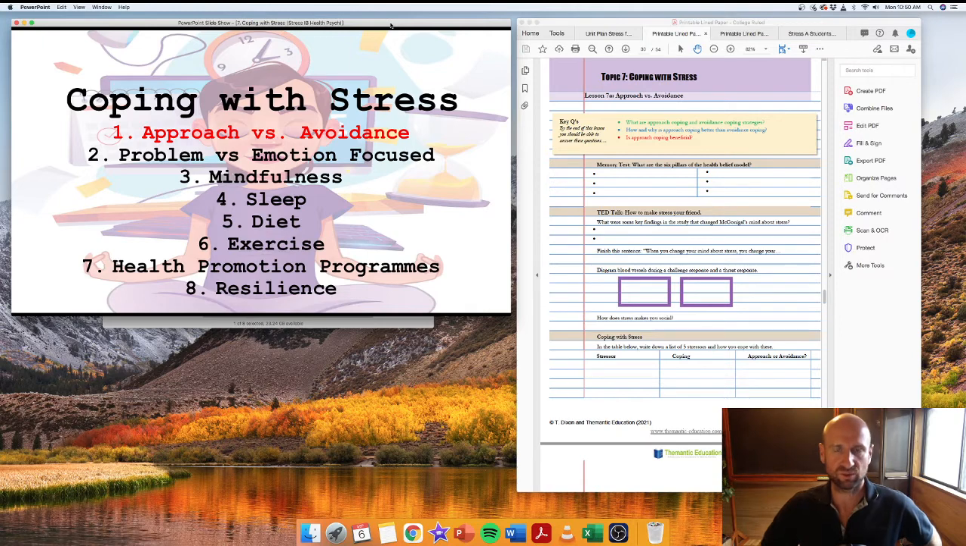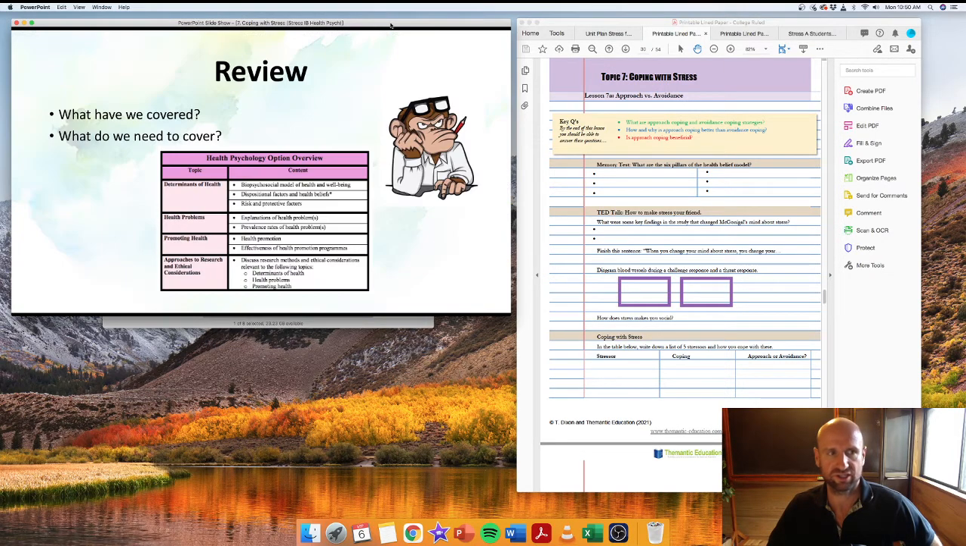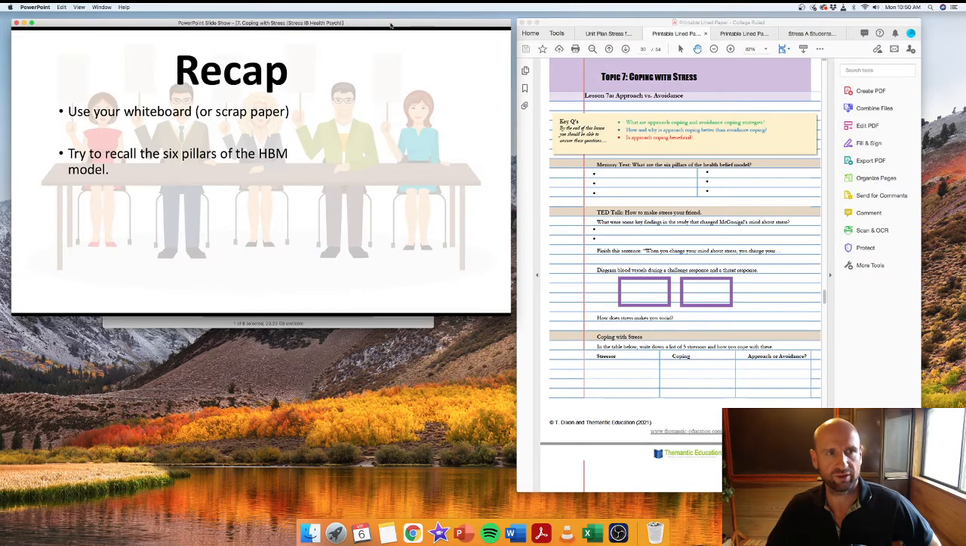But really this is all about health promotion. A lot of it can also be applied to the determinants and explanations topic. So we're going to begin with approach versus avoidance coping strategies, and we're going to look at why approach coping is better.